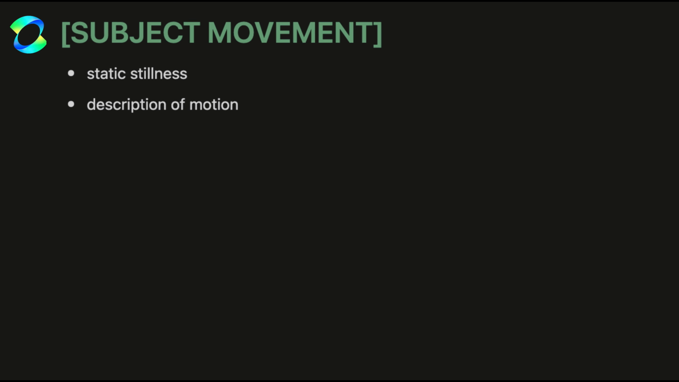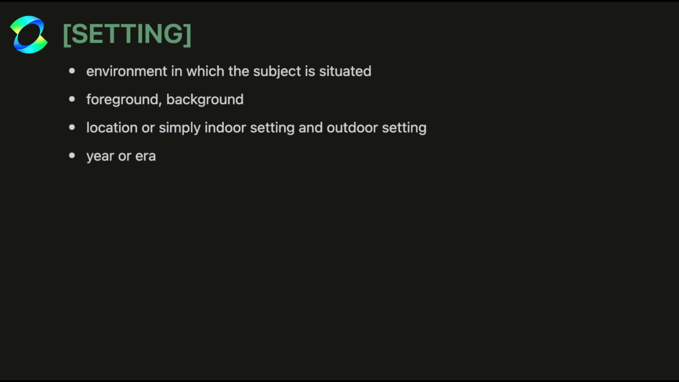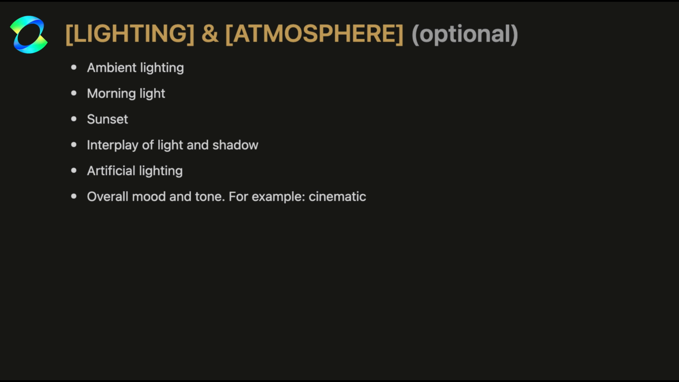Next is subject movement. Descriptions of the subject's movement, including static stillness and of course motion. The setting represents the environment in which the subject is situated. This can be foreground, background, the other elements of the scene like year, era, location, or simply indoor setting and outdoor setting. Optional elements are lighting and atmosphere. Lighting examples can be ambient lighting, morning light, sunset, interplay of light and shadow, or artificial lighting. Atmosphere means overall mood and tone.